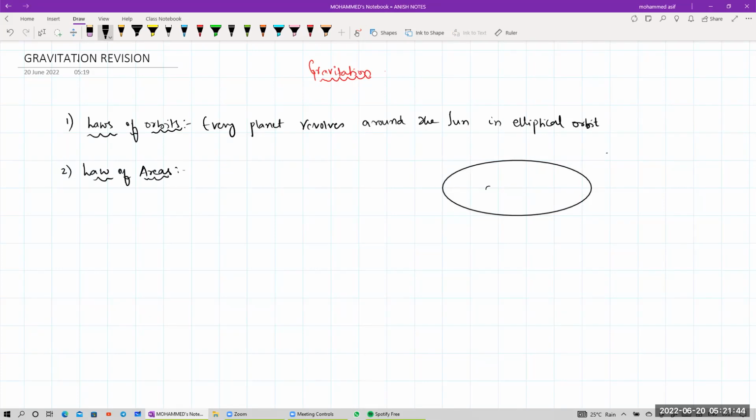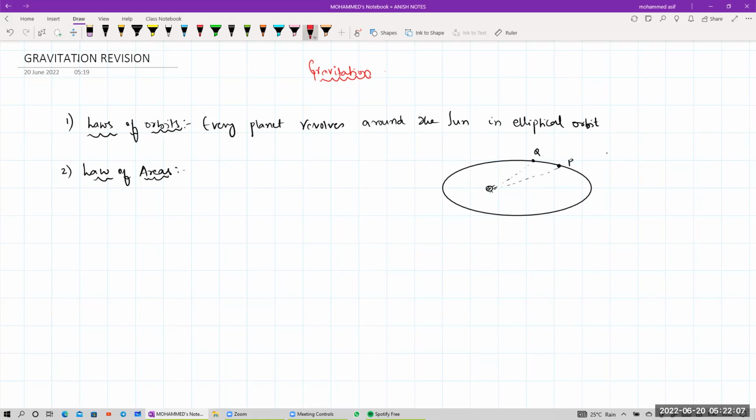Say, for example, the sun is one of the foci. And this is, say, our planet, isn't it? Say it has gone from point P to point Q. Whatever area it covers from point P in a time T, the same area is covered in the same amount of time here. So the area covered is always constant.